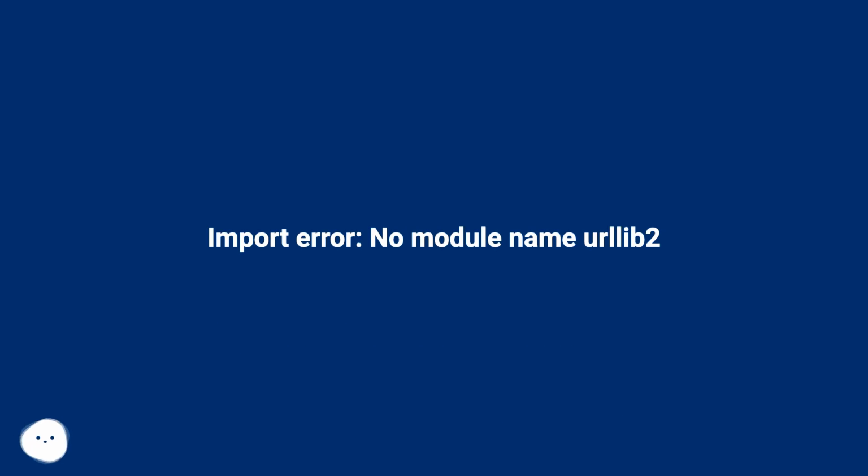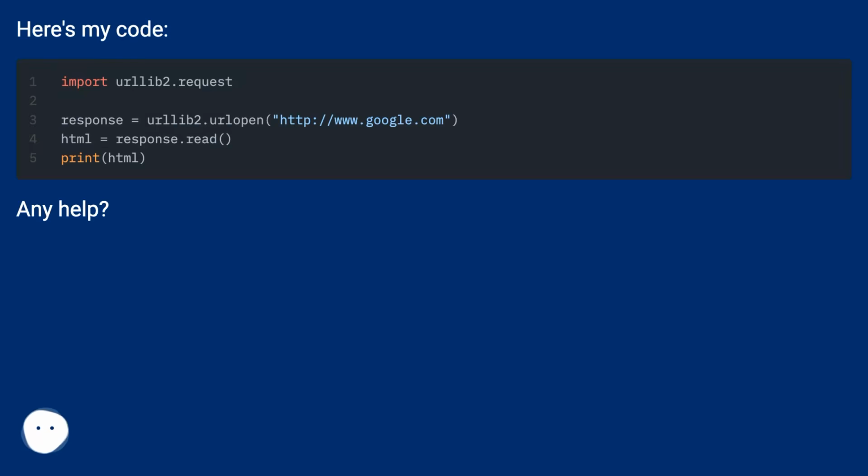Import error. No module name urllib2. Here's my code. Any help?